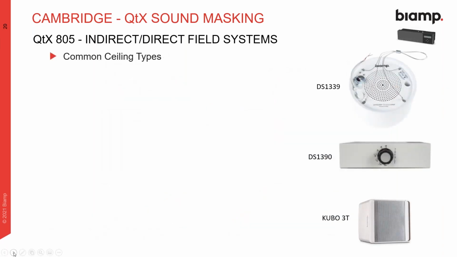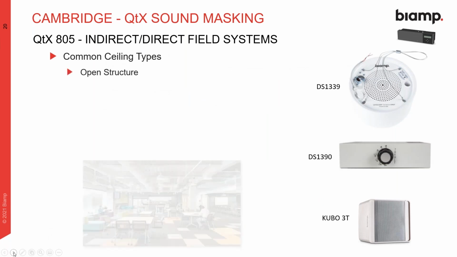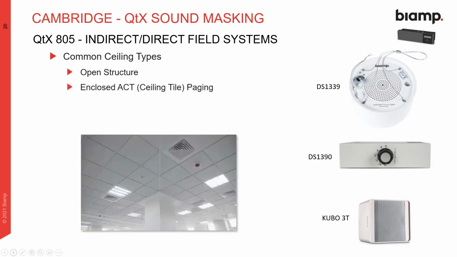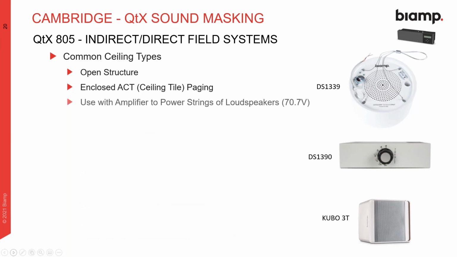The transducers that we might use with this device are the DS1339, the DS1390, which is our low profile, and a Kubo 3T, which is a new loudspeaker that we have been experimenting with for sound masking. It has been working very well in higher open deck applications. So we're able to use this in open structure and enclosed ceilings.